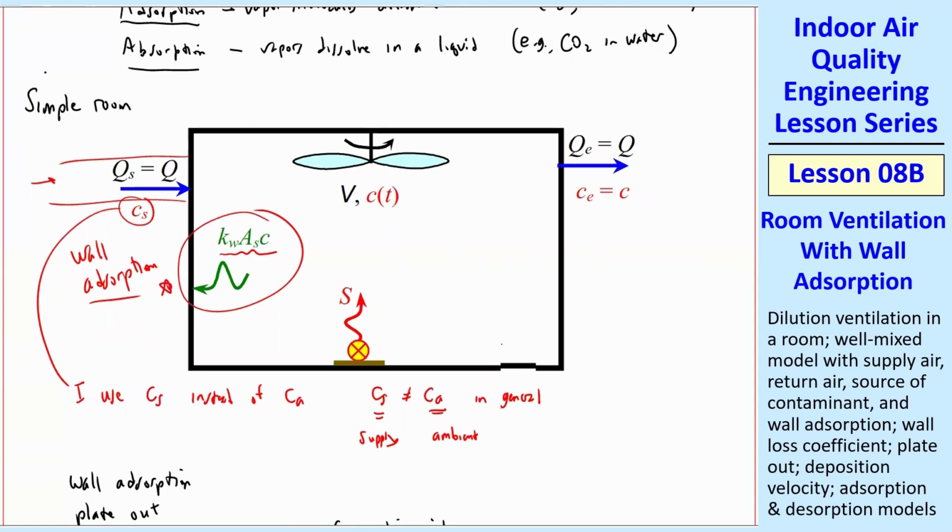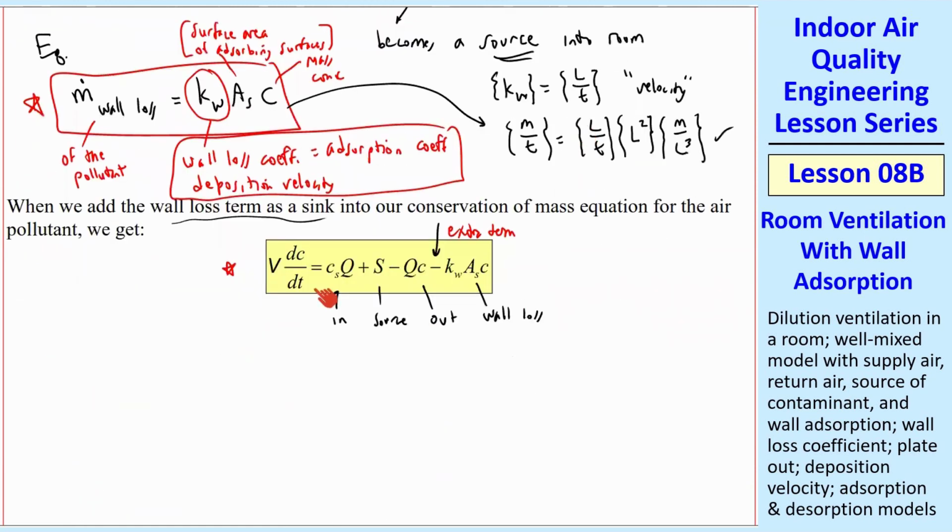But you'll have to look at this and say, okay, what do I have coming in and what do I have coming out? I have QS coming in with some CS, so there's some contaminant coming in. There's a source that's bringing in more. And then what do I have going out? Well, CE is always C because we're assuming well mixed in here. So there's some of it leaving through the air, and then there's some of it leaving through this wall adsorption term. So that's why we have two positive terms here and two negative terms here.